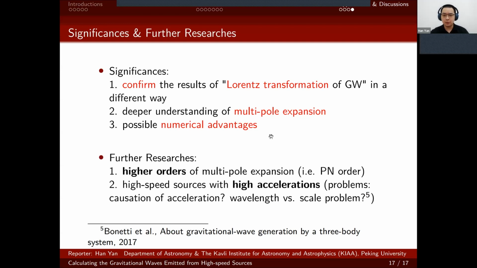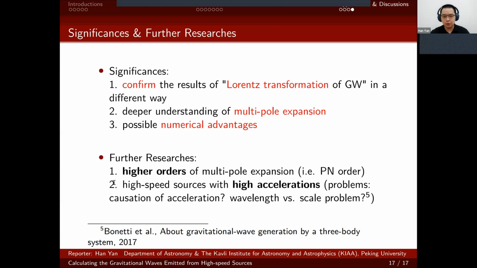We would also like to summarize several points that we might do in the future after this research. The first point is that we can calculate higher orders of the gravitational waves because we only consider the quadrupole in this work. The second point is that we can carefully consider the center of mass acceleration of the gravitational wave source.